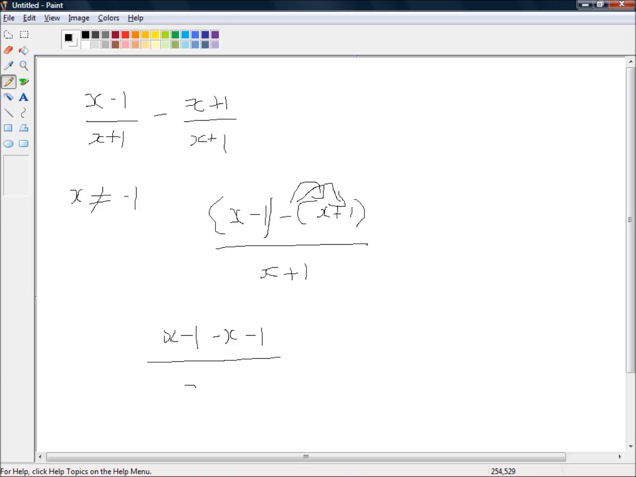And all that's over x plus 1. And now we just tidy up. So x minus x becomes 0. Negative 1 minus 1 is negative 2. So this is negative 2 over x plus 1. Simple as that.